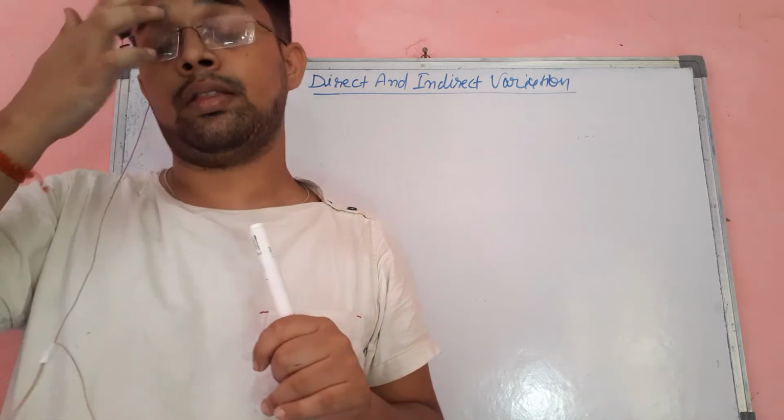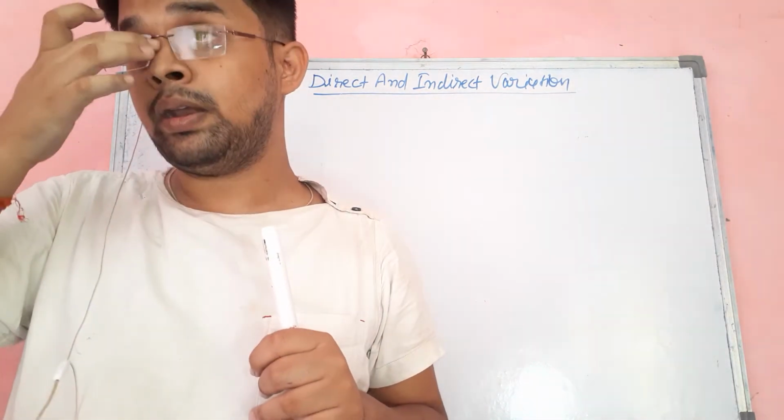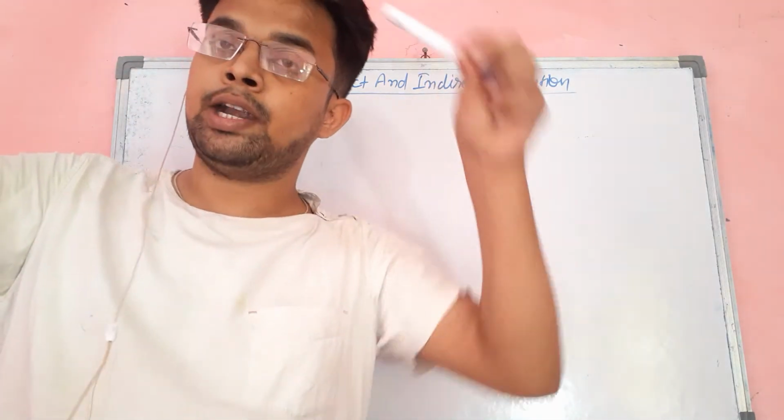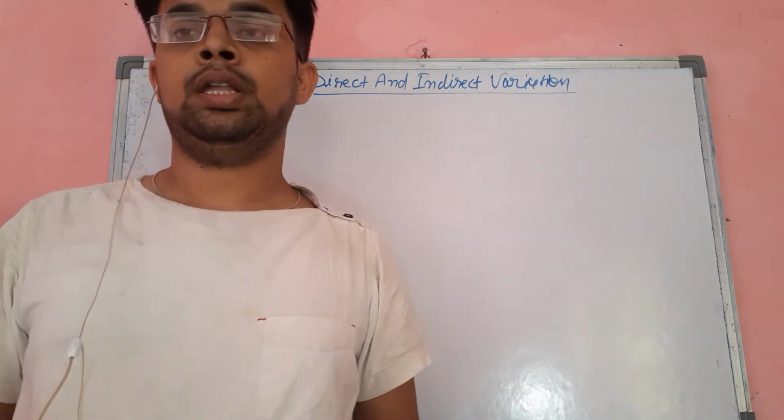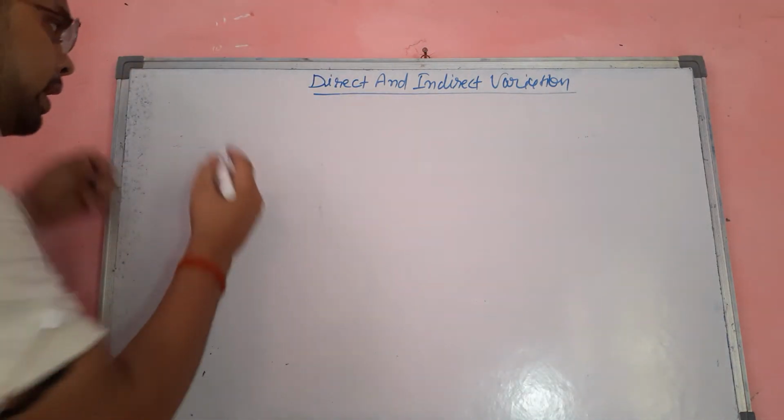This is the difference. In indirect variation, what will happen? If we increase one quantity, the other quantity will decrease. This is the difference. So here I am writing the definition.